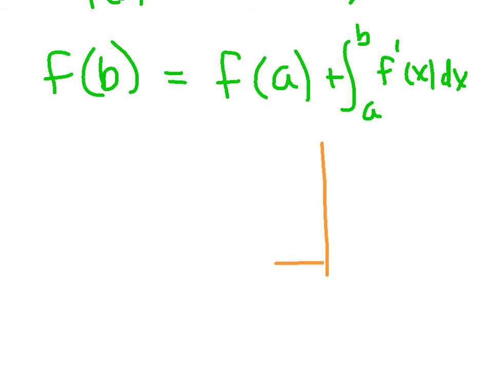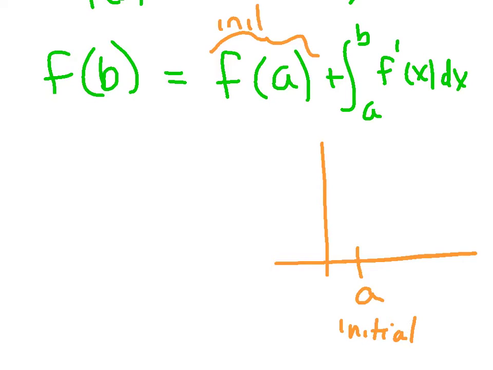Let's go ahead and sketch this off to the side. What we're saying is that this function, we're going to start it at a with this lower bound of a. So this is where I'm starting. This is like my initial value. Let's label this as initial. And b is where I'm ending. So this f of b is going to represent my end.